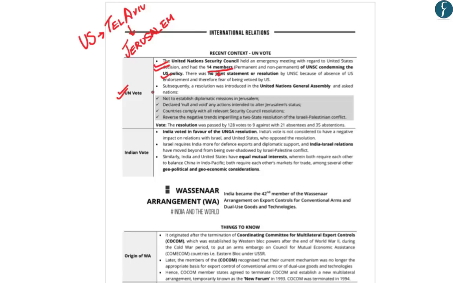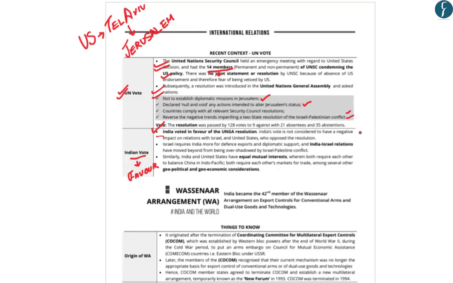Now subsequently, a resolution was introduced in the United Nations General Assembly, and that resolution passed by 128 votes. Now what that resolution specified was countries not to establish diplomatic missions in Jerusalem. It declared null and void any actions intended to alter Jerusalem's status, apart from other specific points. Now, India had voted in favor of this resolution, but its favorable vote is not considered to have any negative impact on its relationship with Israel.